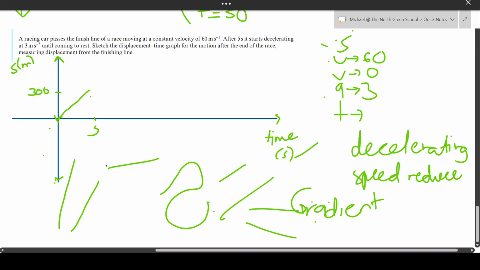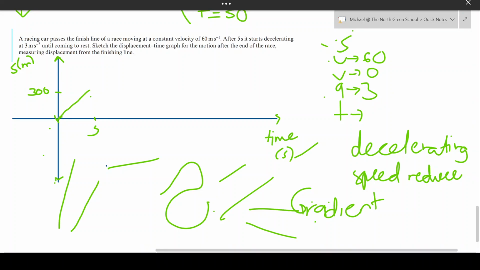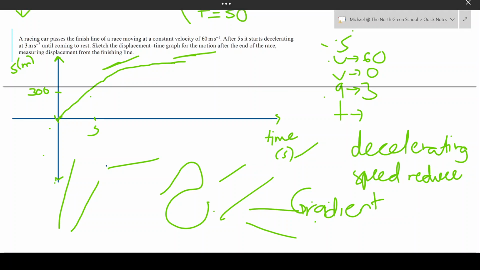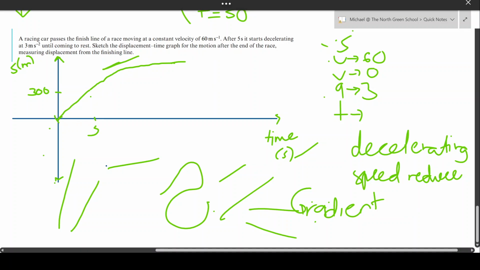Okay, so we're at time 5. At time 5, we're going to continue the line a bit, but make it less and less and less steep, just to show that the speed is reducing. So you can see right there, the gradient was a bit high, then there the gradient started reducing, and then there the gradient is 0. So that helps us see that the speed is reducing.